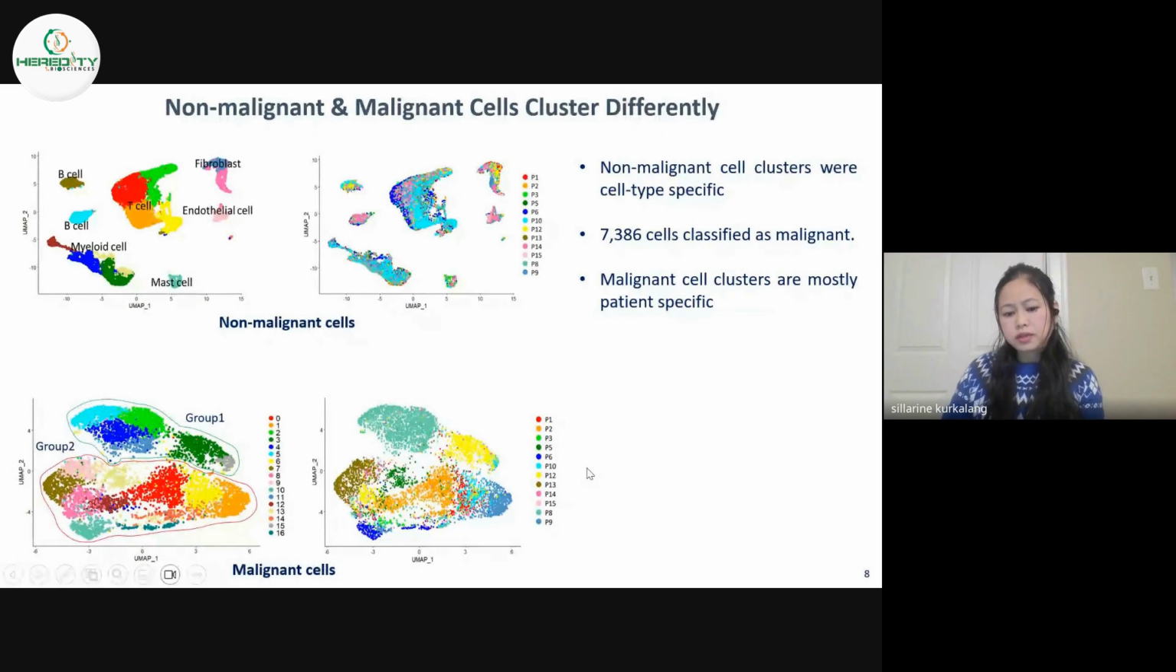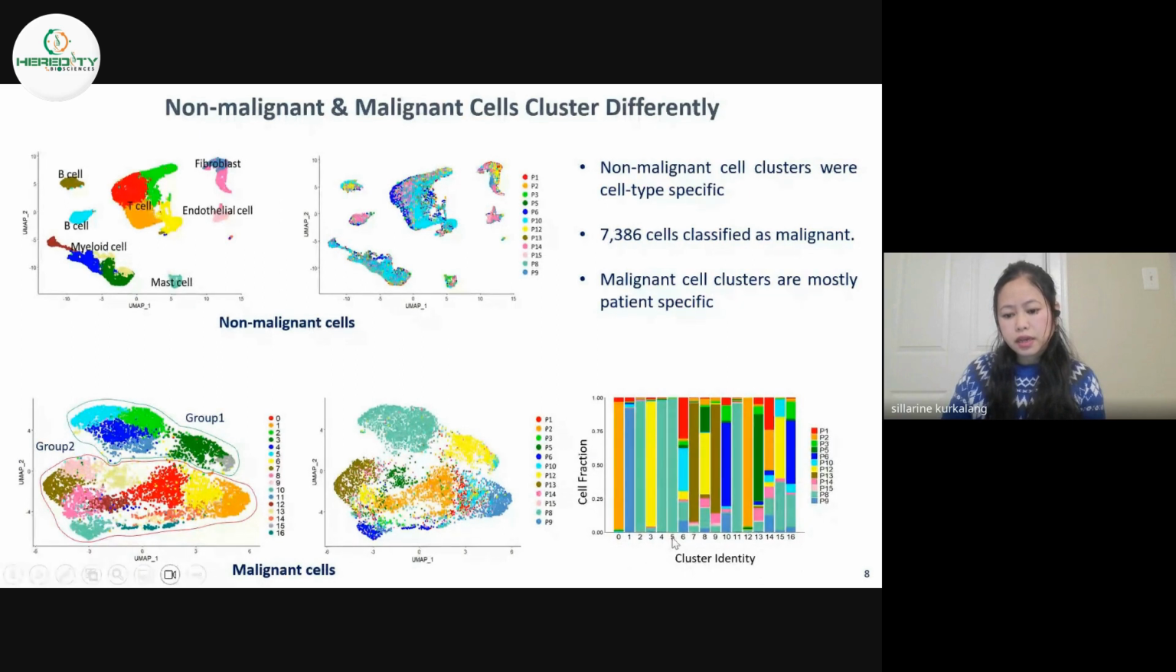However, there are a few clusters, like cluster 6, cluster 8, cluster 14, 15, 16, that do contain cells from multiple patients. So those clusters are important as they represent cells from multiple patients. As you can see in this figure, we have grouped them in group 1 and group 2. When we look carefully, it looks like the cells from group 1 and cells from group 2 cluster a little bit separately from each other, and this is not usual.